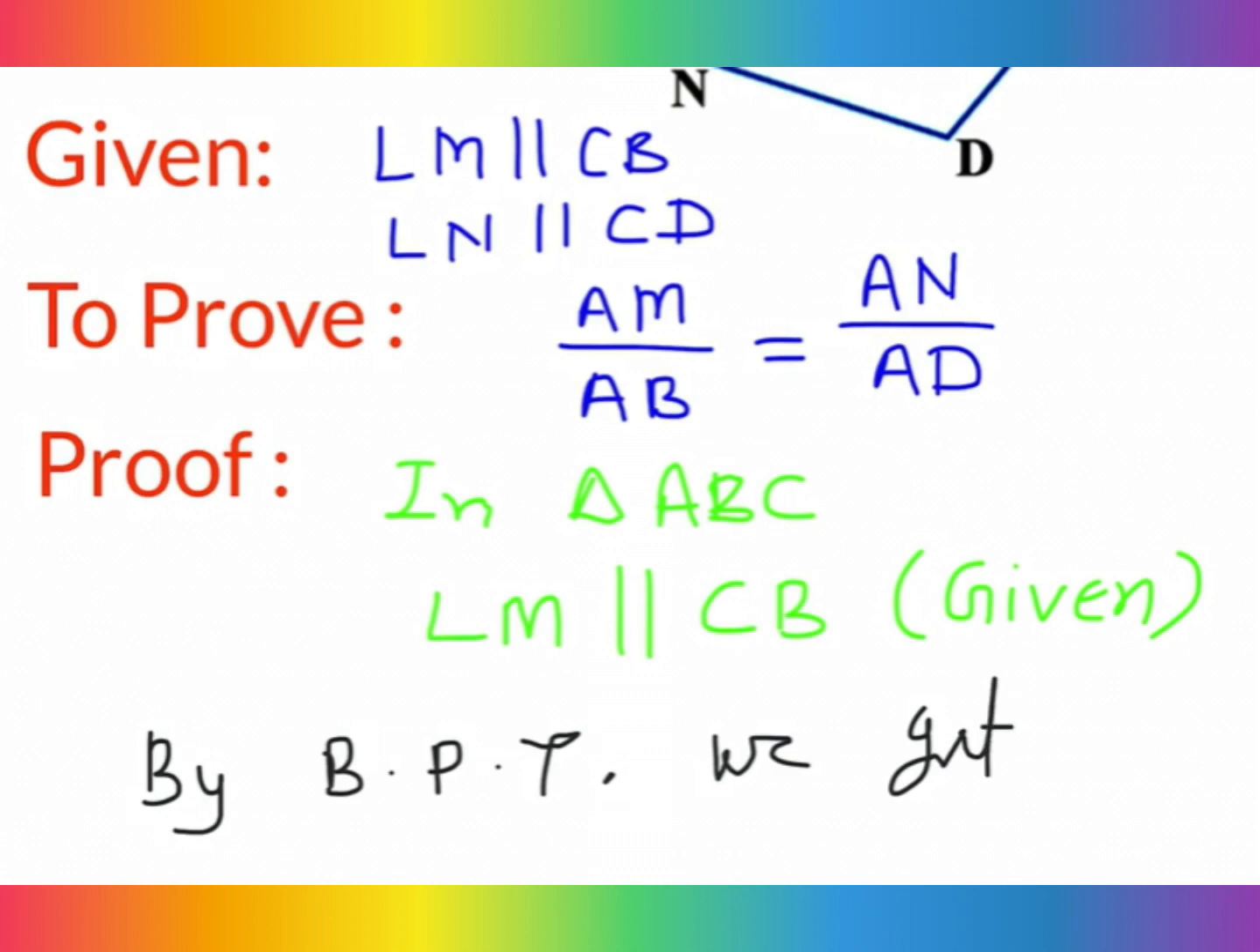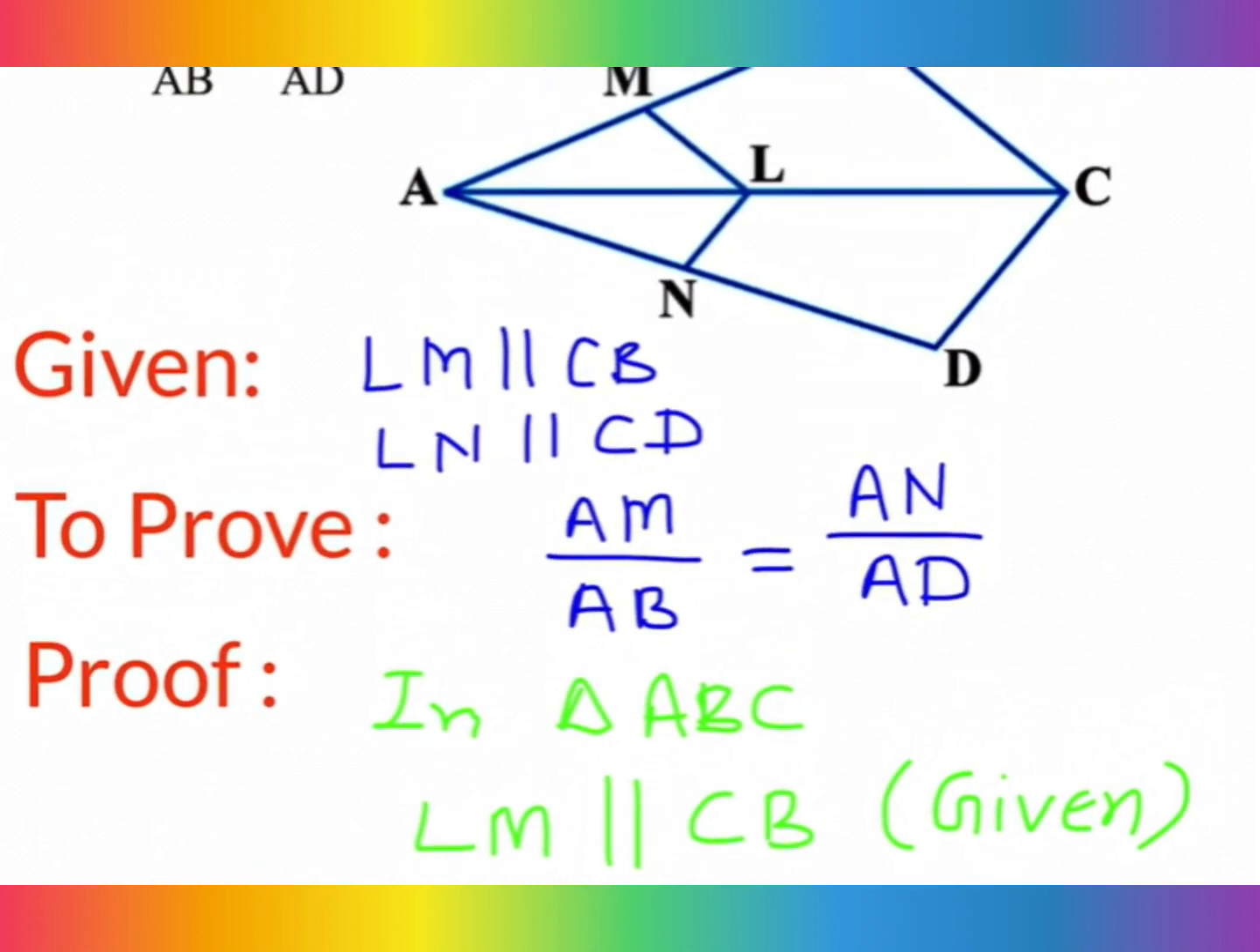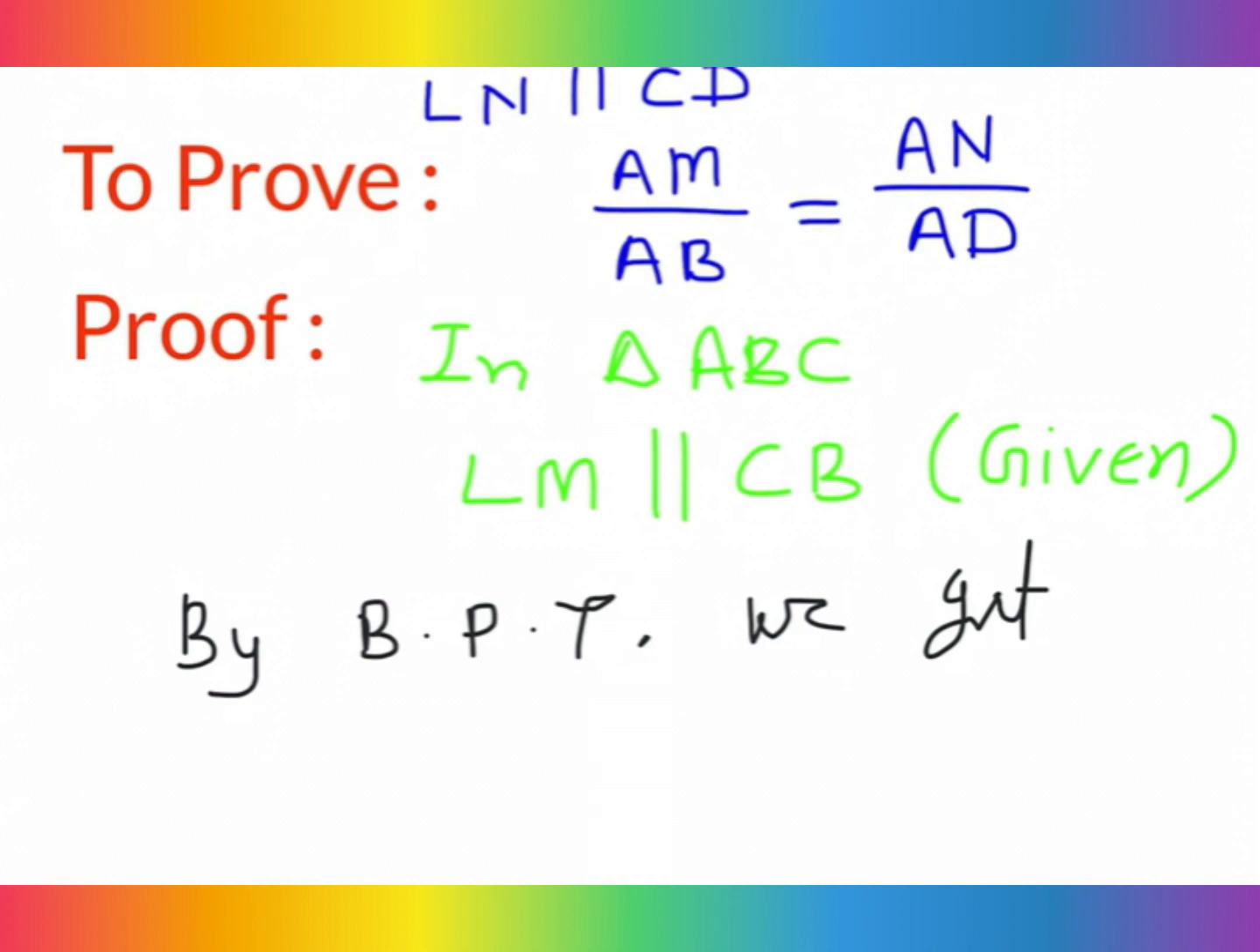What will you get here? It is easy. You can write AM divided by MB and AL divided by LC, by the BPT theorem in triangle ABC. Of course, you can write either. So it is AM divided by MB.